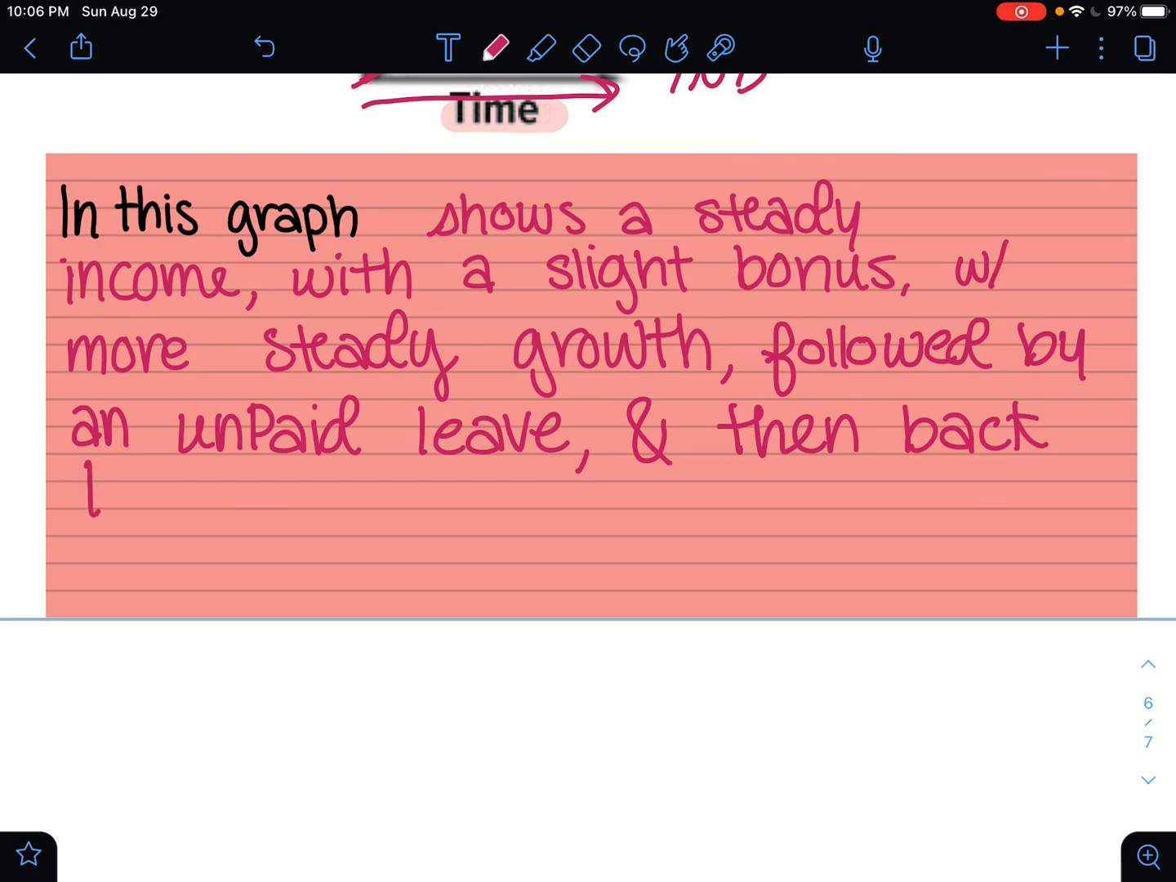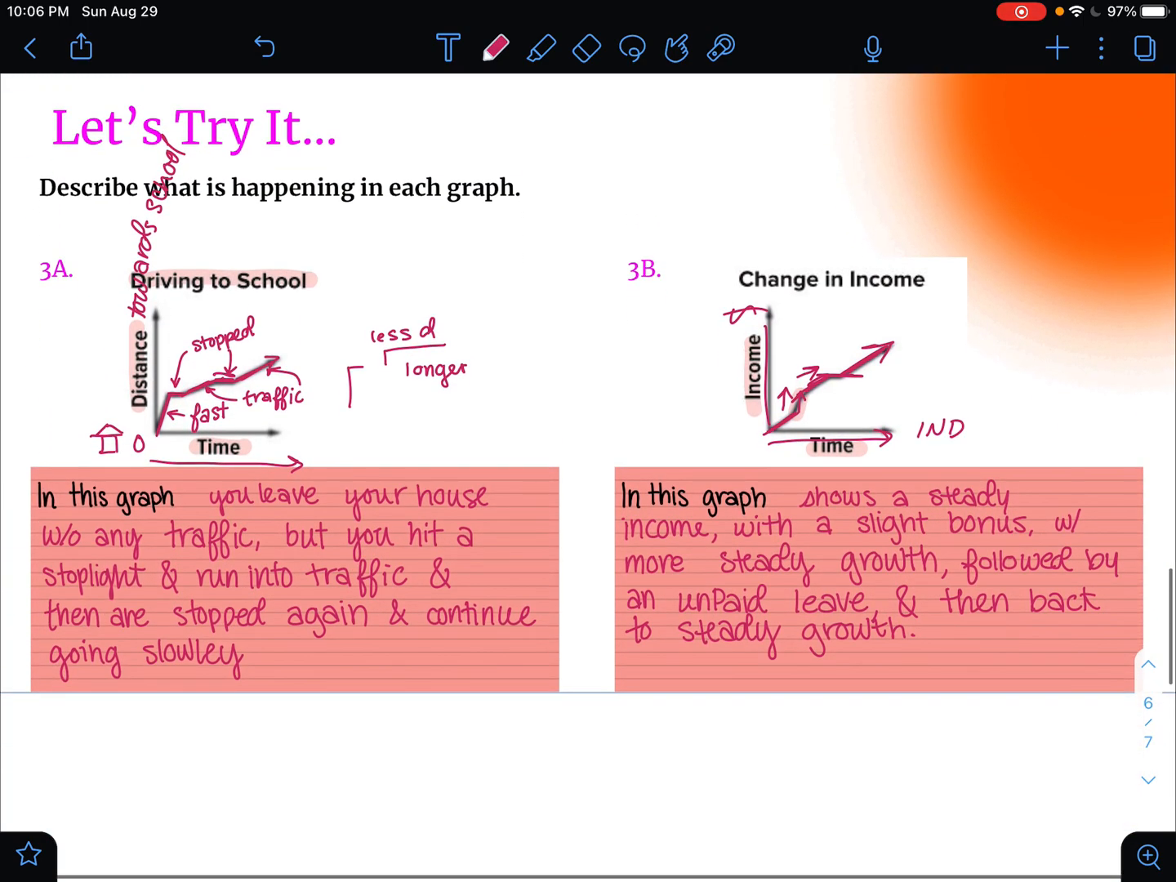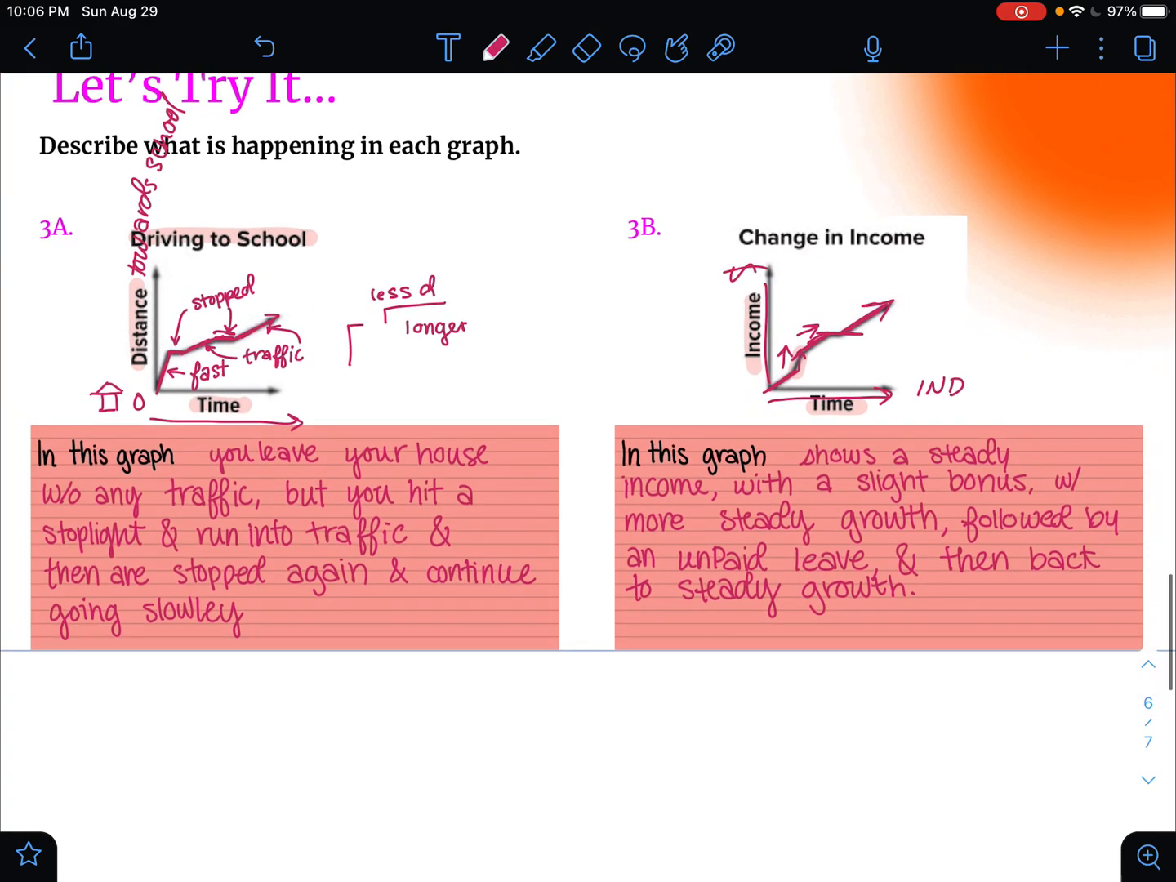That was bad, Kate. All right. So these aren't perfect explanations, but they get the idea across.